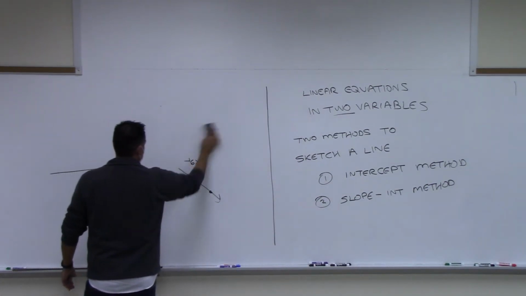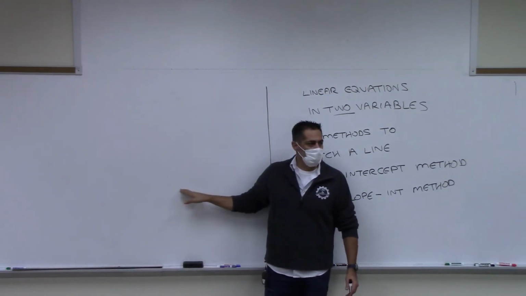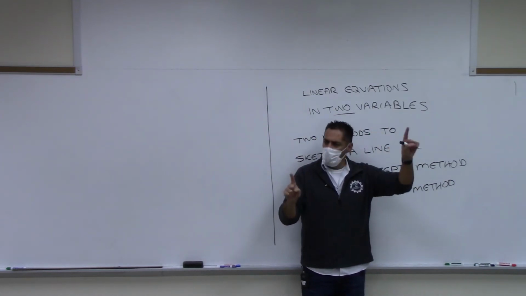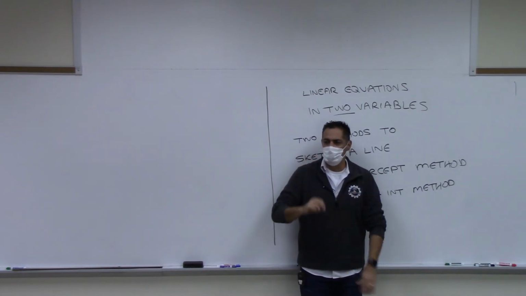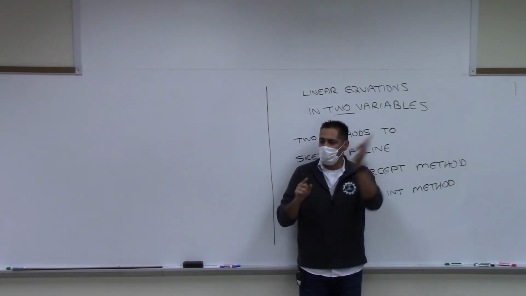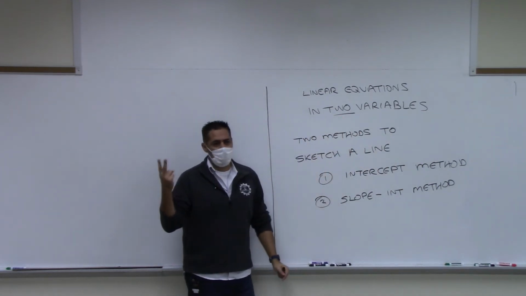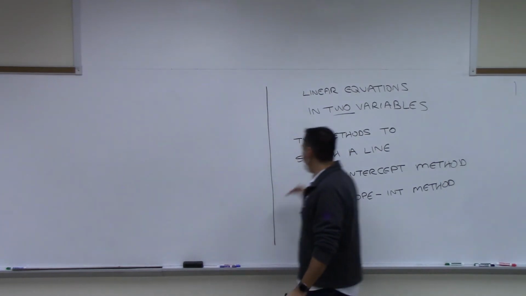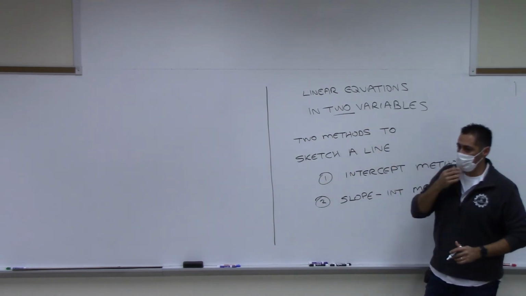Last thing, before we do this. If I tell you to draw a line, you must have 2 points, right? 2 points define a line. 1 point is not enough. If you just have 1 point, there's an infinite number of lines that go through 1 point. But if you have 2 points, then you have uniquely defined a line. So if you're ever trying to sketch a line, all you need is to find 2 points. If you have 2 points, you're in business, right? You draw the line. So for both of these methods, our goal is going to be to find 2 points on the line. 2 solutions to the equation.